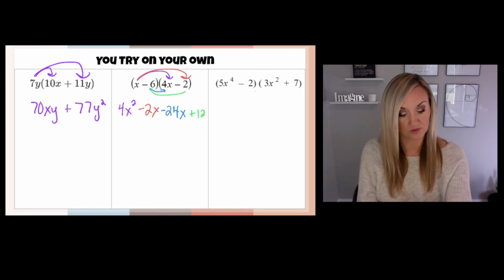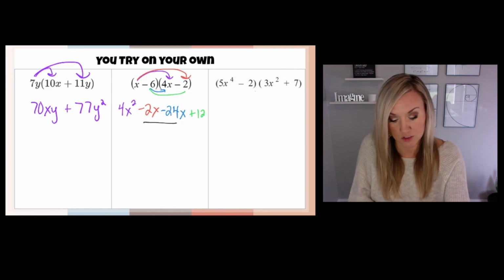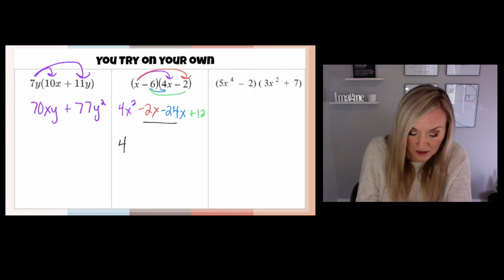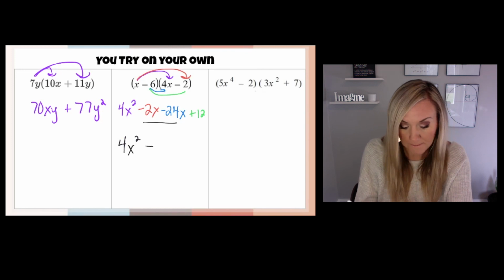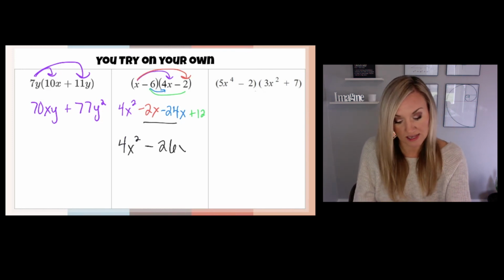And we do have like terms in this example. It is the 2 that are in the middle. So we have 4x squared minus 26x plus 12. Final answer.